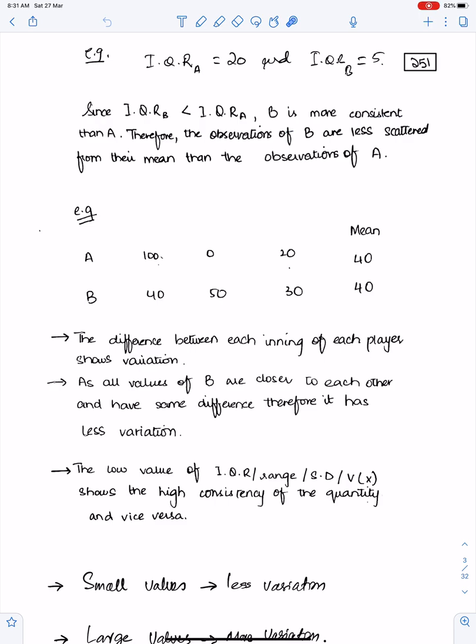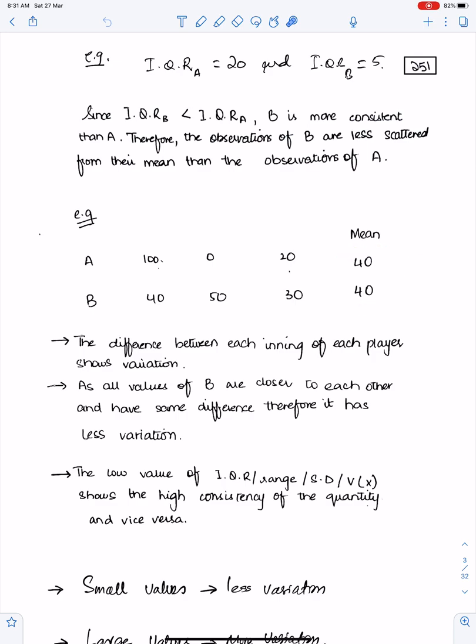We can understand the concept of measure of spread through this example. We have two players A and B, and these are the scores of their first three innings. The averages of these two players are the same, 40 and 40. You cannot compare these two players through their averages. So you have to find either of the quantities of spread. You can find the range, IQR, standard deviation, or variance.